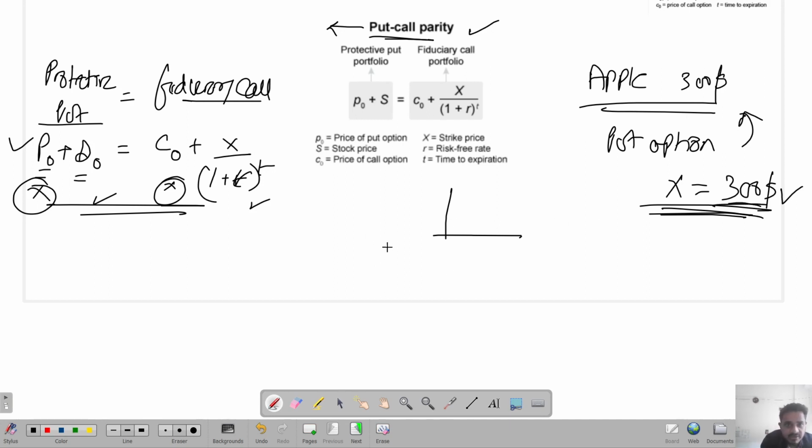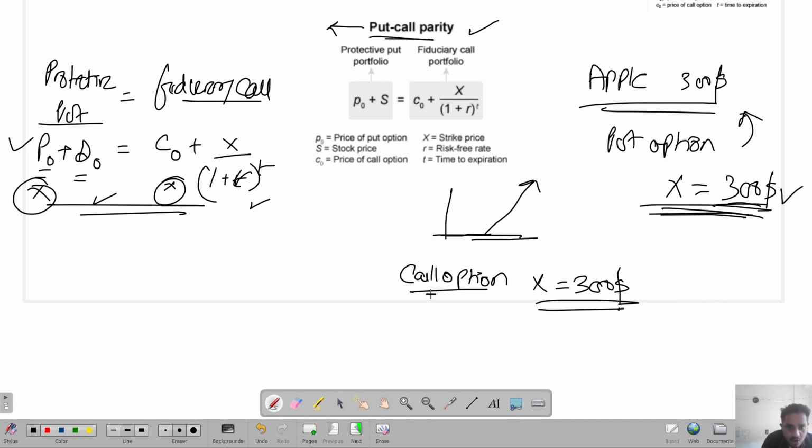Similarly, on the other hand, suppose another investor bought a call option on the same Apple stock for 300 rupees, and the market went upwards. His payoff would be like this. This would be his payoff, the call option guy. So he will still make money on the call option if the prices are increasing.